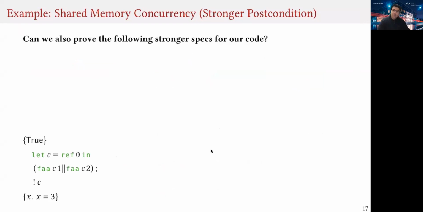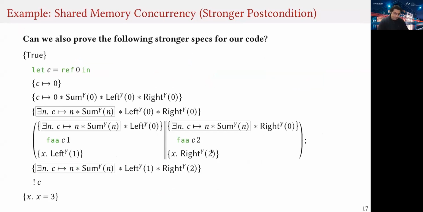Okay, let's see how we actually use this theory that we just defined to prove the property that we want, to prove that we get at the end the value 3. Here is the proof. Let's go through it step by step. Again, at the beginning, we allocate the reference and we get that the reference is initially 0. But after that, at that point, we can also allocate our user-defined resources to get sum 0, that left is 0 and right is 0.